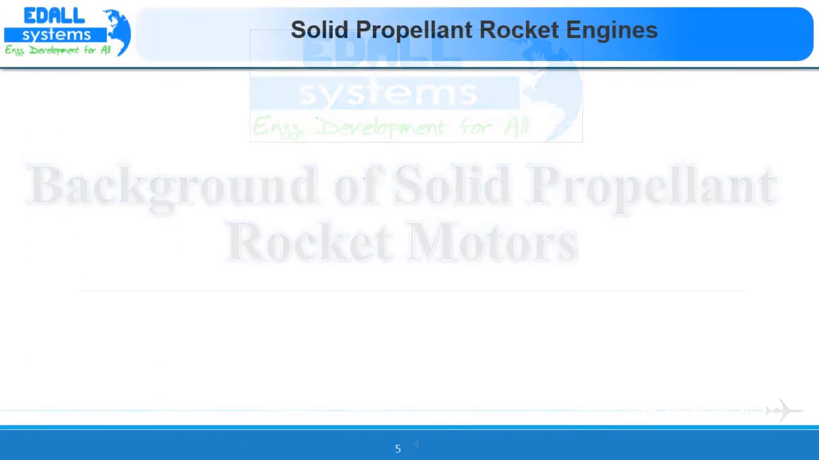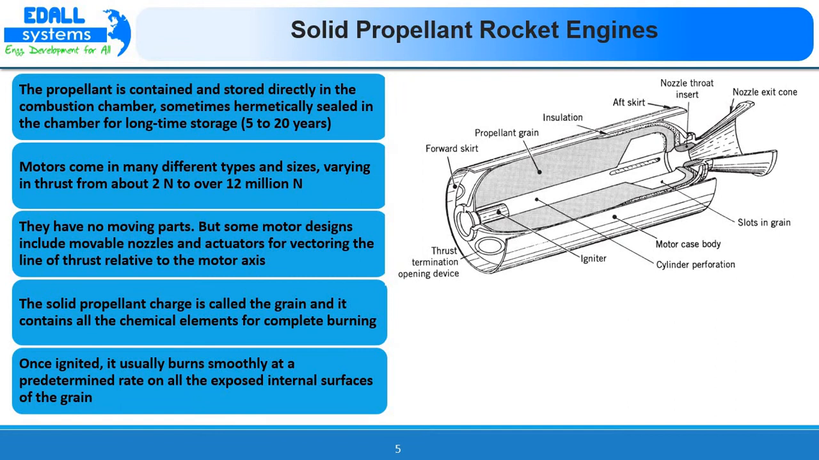So we'll start with the background of solid propellant rocket engines. We have seen that a solid propellant rocket engine is very simple when we compare it with liquid propellant rocket engines, because the propellant is contained and stored directly in the combustion chamber, and sometimes it is sealed in the chamber for long-time storage. That is, it can be stored for around 5 to 20 years in the combustion chamber itself for a solid propellant rocket engine. But for liquid propellants, we have to store them in different tanks and then we have to maintain them at a certain pressure for a short duration.